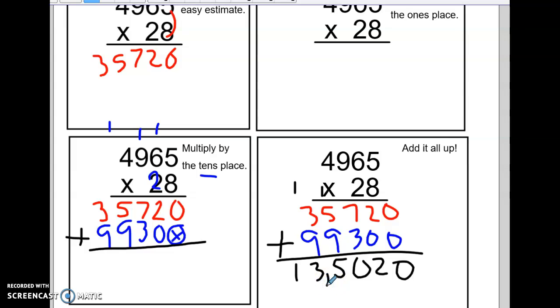Whoops, I put my comma at the wrong spot, didn't I? Mrs. Myers, come on, get it together. Okay, we're going to erase that and put it back where it belongs. And I think we did a pretty good job. 135,020. Okay, I'm going to move on. Pause if you need to hear it again.